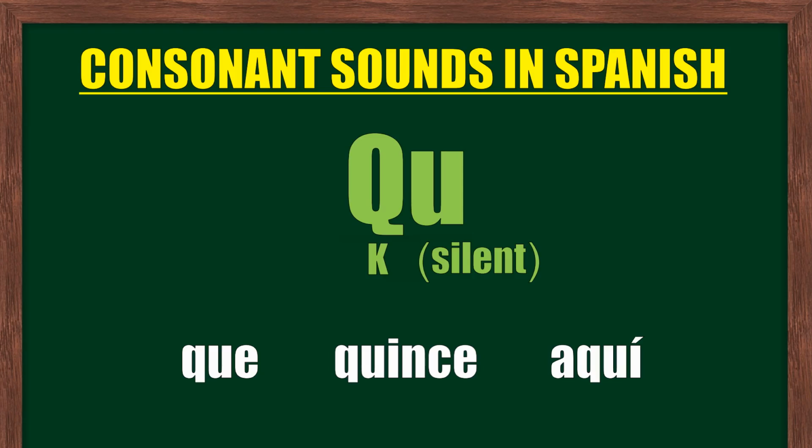Aquí. Here. Aquí. Once again, aquí doesn't exist. It is aquí. There are no exceptions to this rule. In Spanish, the combination QU just sounds like a K. The U is silent. Que, quince, aquí.